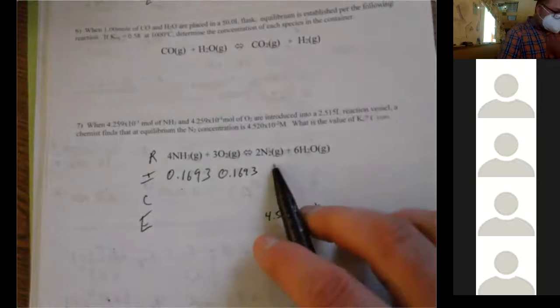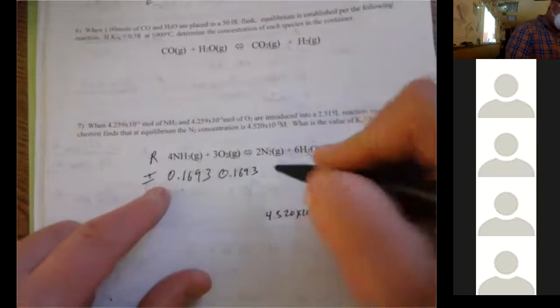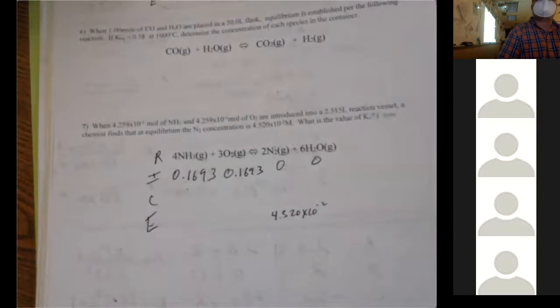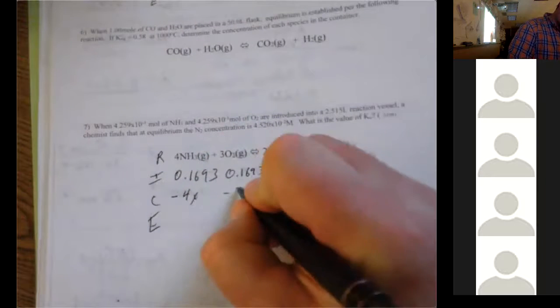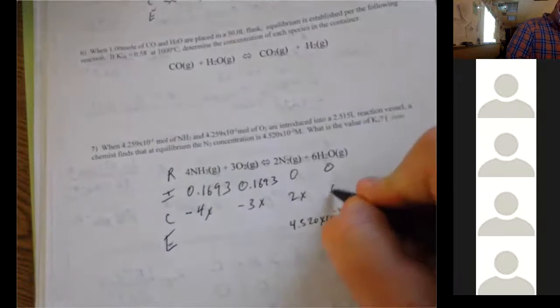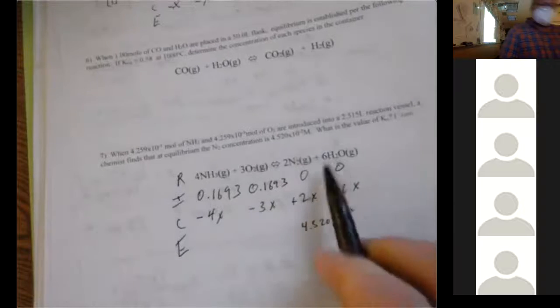So how much nitrogen do we have initially? I don't see any, right? How about H2O? None. So we don't have any products. So which way is it going to be favored for this? Forward. So we're going to subtract 4x, we're going to subtract 3x. That's going to give us 2x and 6x from the balanced equation.